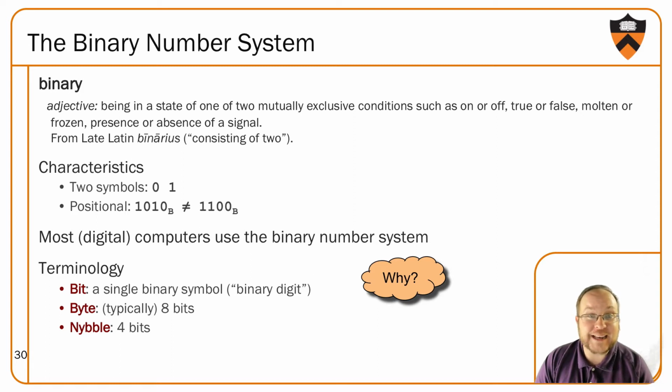And to avoid the 10 issue from my previous slide, I'll pronounce these numbers as ones and zeros. So for example, 1000, not one thousand, or 1100, not eleven hundred.